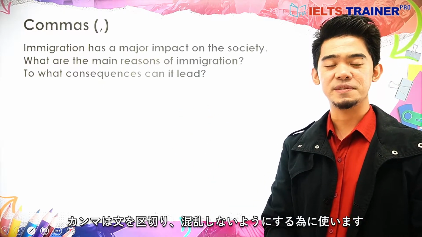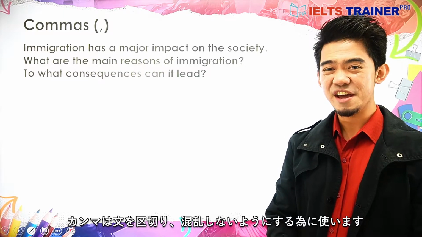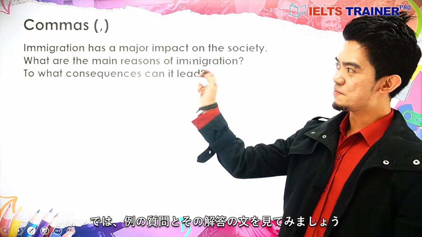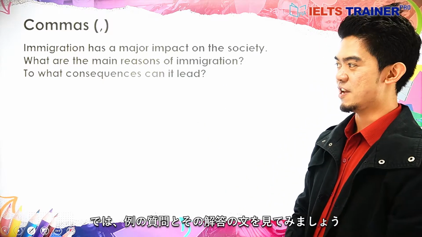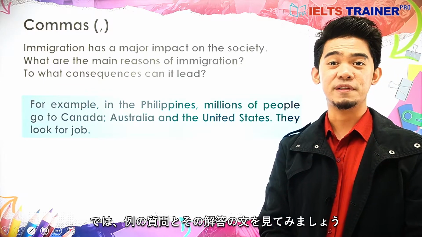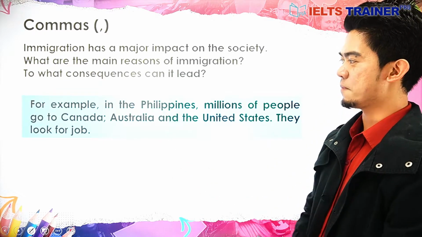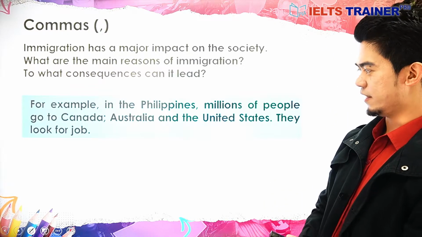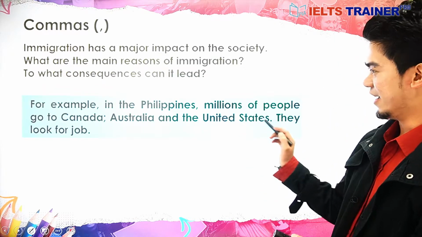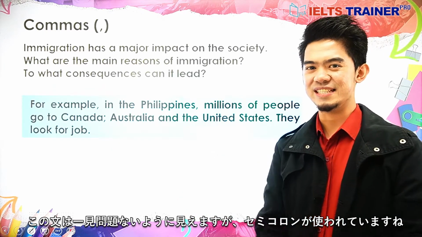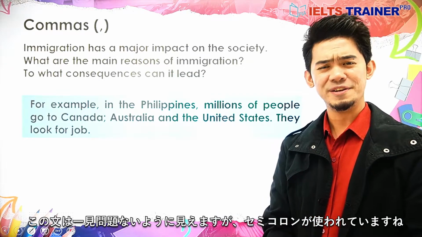Well, we use comma to separate our sentences for us not to create confusions. Well, let's retain our sample question here, and we have a sentence from a sample essay. For example, in the Philippines, millions of people go to Canada, Australia, and the United States. They look for a job. It seems that this sentence or these sentences are quite correct.